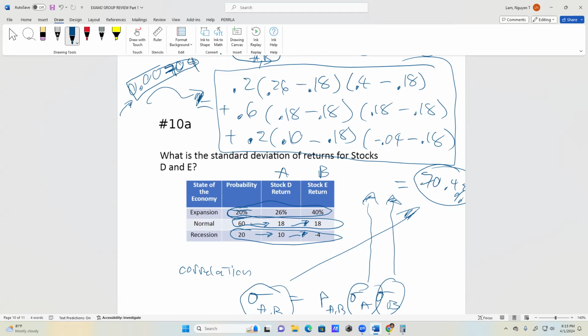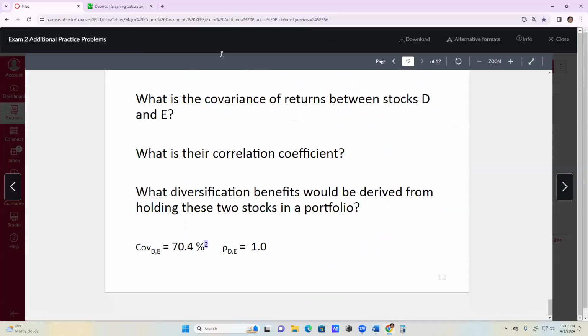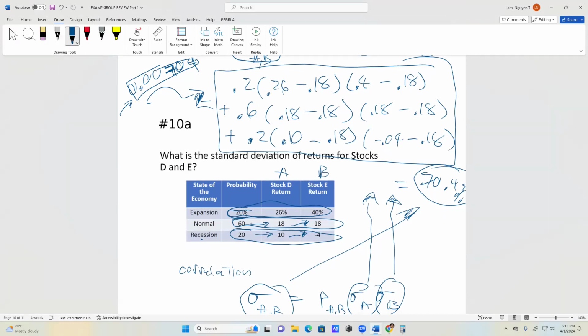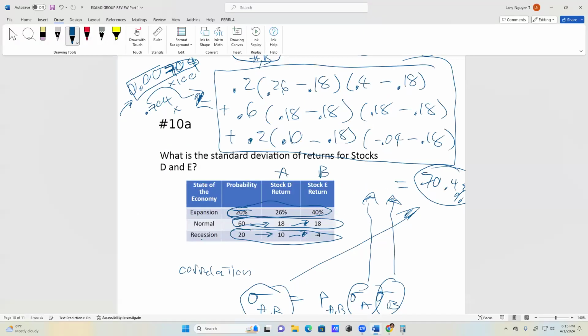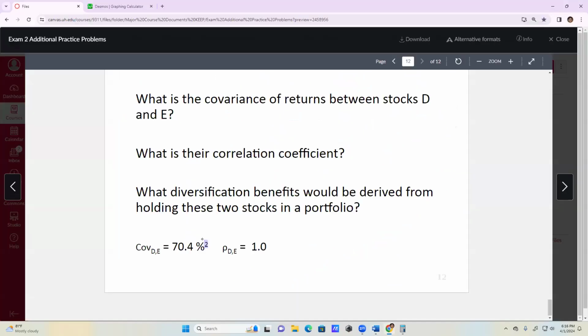And if you want to convert it to the answer form, like percentage square, you have to multiply this by 100, and that leads us to 0.704. Not quite the answer, right? So we have to multiply a second time by 100. That gets us to 7.4. And this has to be percentage square because you multiplied by 100 twice. Does it answer your question?